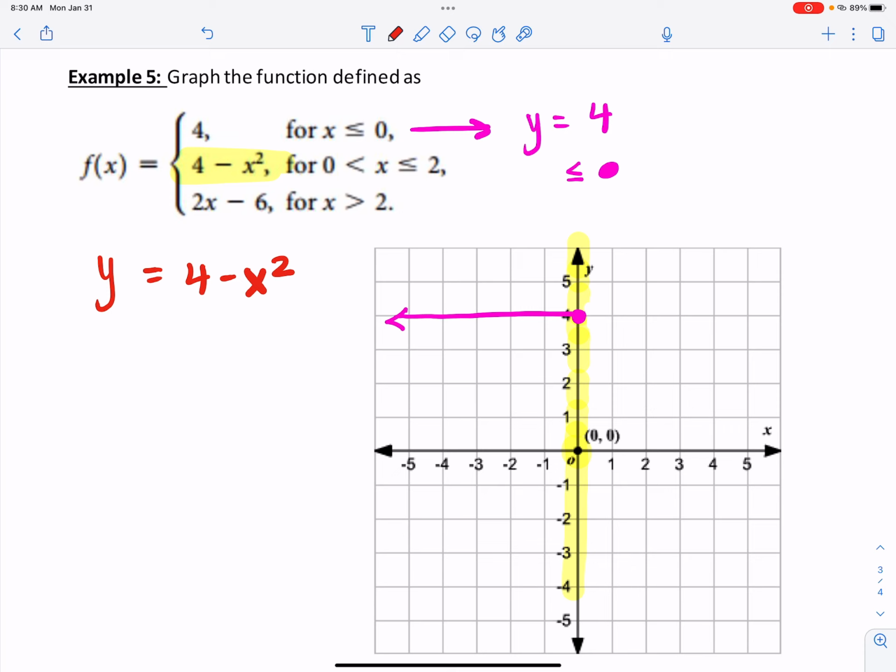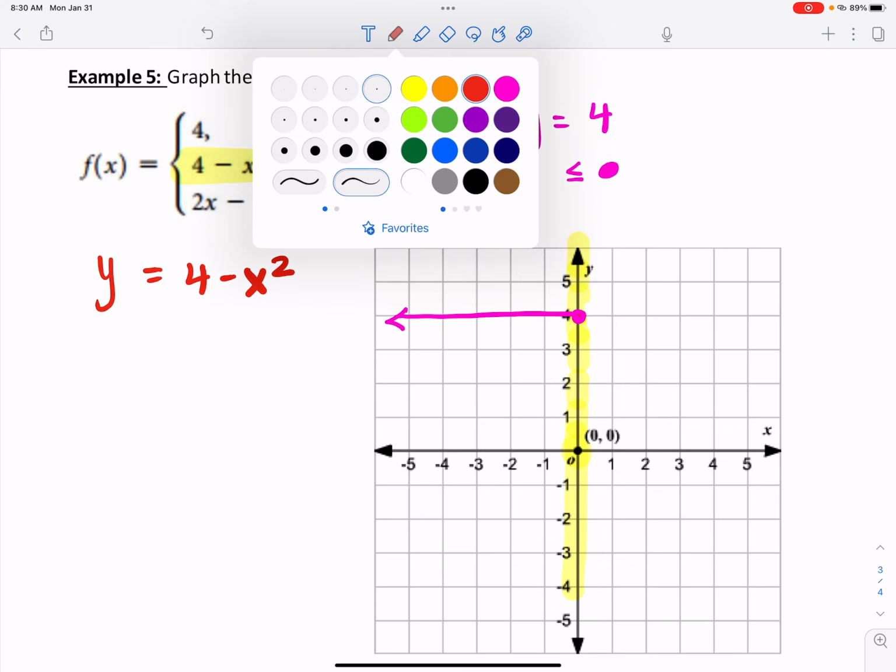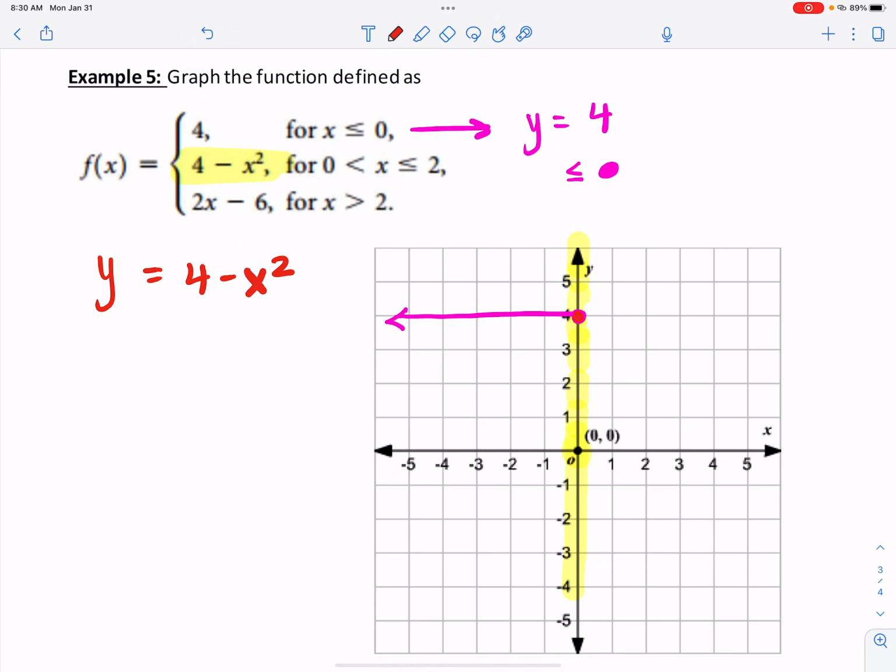It looks like this. I'm going to use red. It's not perfect, this is just a rough sketch of it. Okay, that's what it looks like, roughly. Now, I'm only interested in this graph from 0 to 2. So go ahead and finish the rest of the graph. You're going to have to erase what you have to. And then you're also graphing the last one.